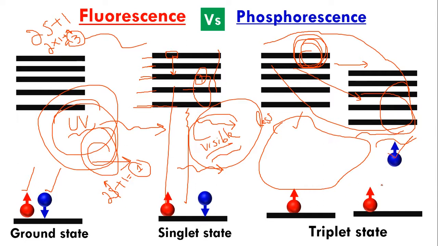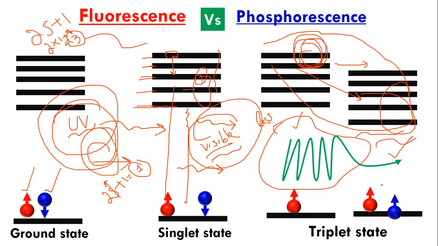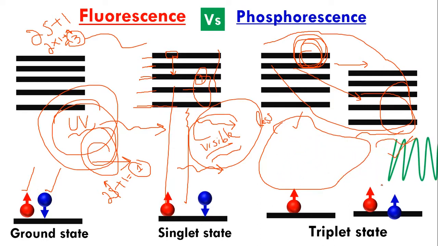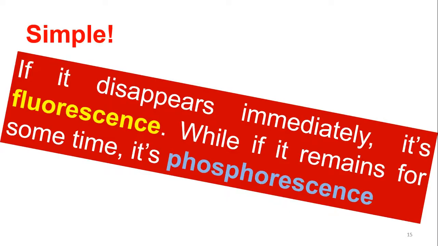Now this electron will come here and it will emit a much longer wavelength, and this phenomenon we call phosphorescence. To make it simple, the difference between fluorescence and phosphorescence: if the emission disappears immediately, you call it fluorescence. F comes first, P comes later.